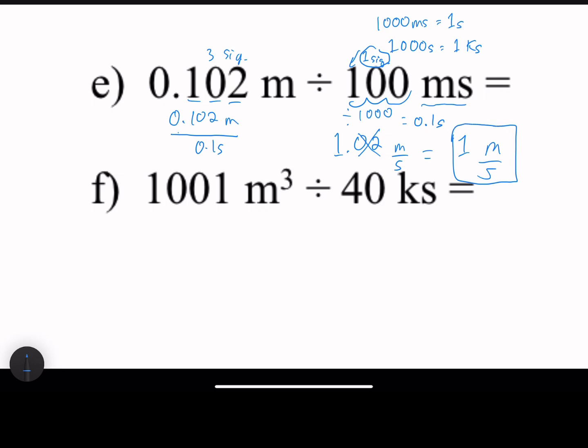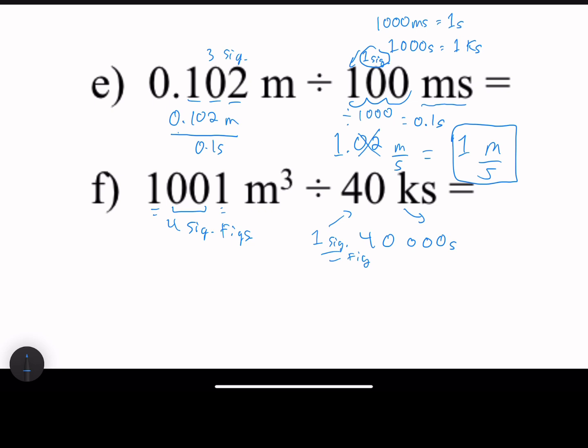Now the same is true with the example below it, where I have 1,001 meters cubed. Now these zeros are significant because they are between two digits. And this kiloseconds means that it's 40,000 seconds. Now, this has 4 significant figures, whereas the 40 only has 1 significant figure. So our final answer is going to be just in 1 significant figure.